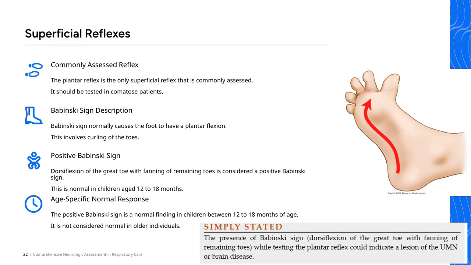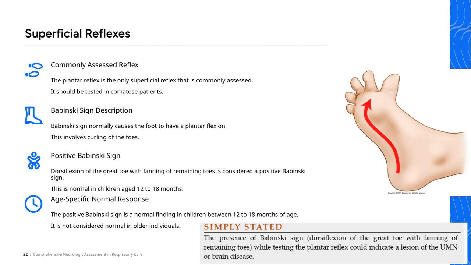Let's talk about superficial reflexes, specifically focusing on the Babinski sign, which is an important part of a comprehensive neurologic assessment in respiratory care. First, it's interesting to note that a positive Babinski sign can actually be normal in very young children, typically those between 12 to 18 months of age. During this period, the nervous system is still developing, so this reflex doesn't necessarily indicate any problem. However, in older children and adults, a positive Babinski sign is generally considered abnormal. It's a key indicator that there may be some neurological issues needing further investigation.